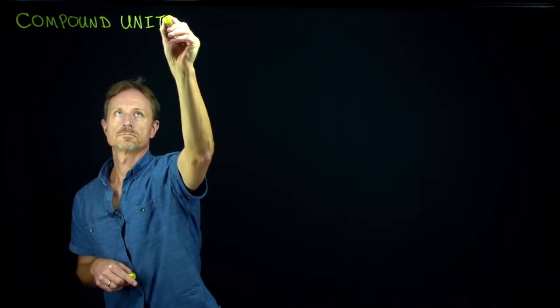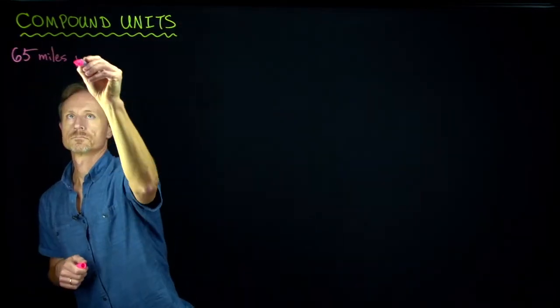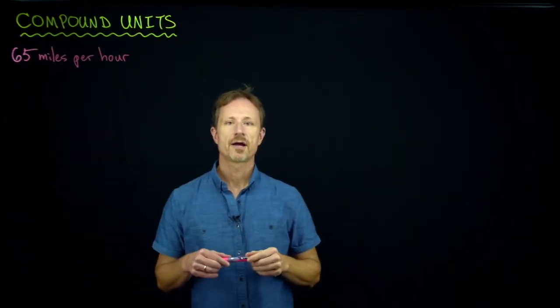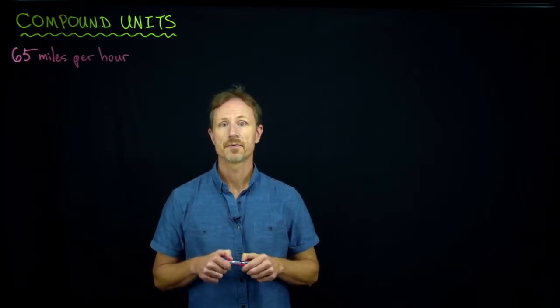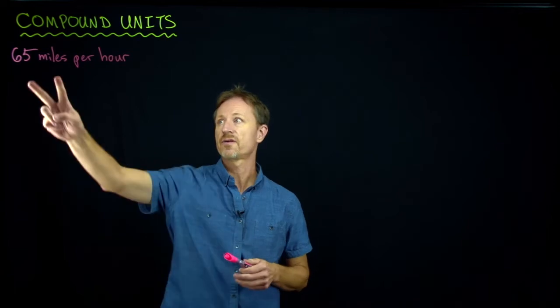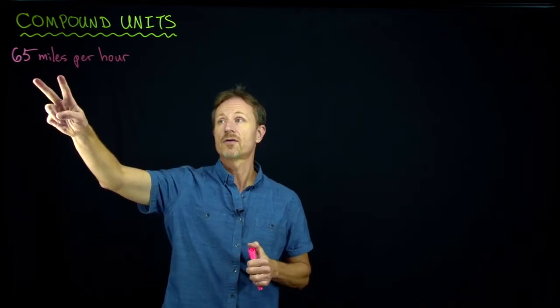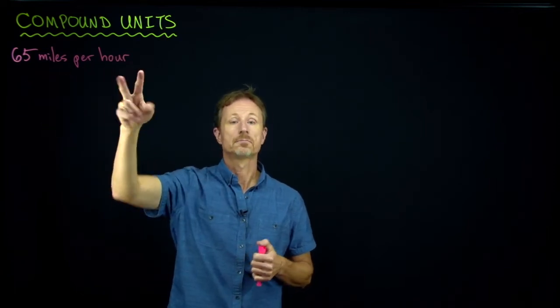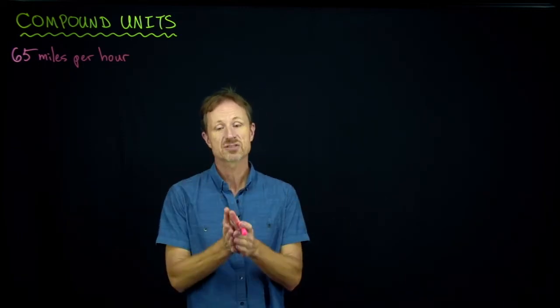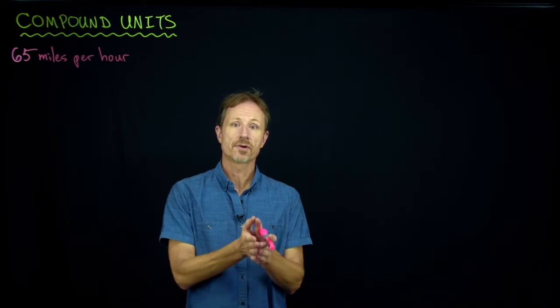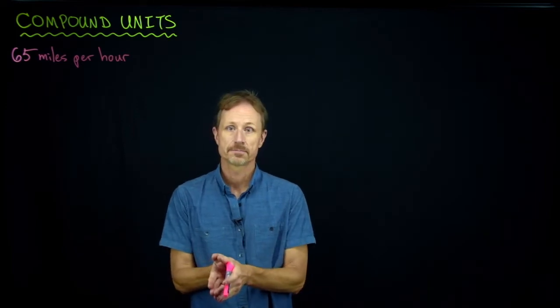Let's talk about compound units, shall we? 65 miles per hour is a speed. It describes the speed of something that's traveling fast enough to go 65 miles if it were to travel at that speed for 1 hour. It might not. It might go longer, it might go shorter, it might speed up, might slow down, but if it traveled at that speed without speeding up or slowing down for an hour, it would go 65 miles.